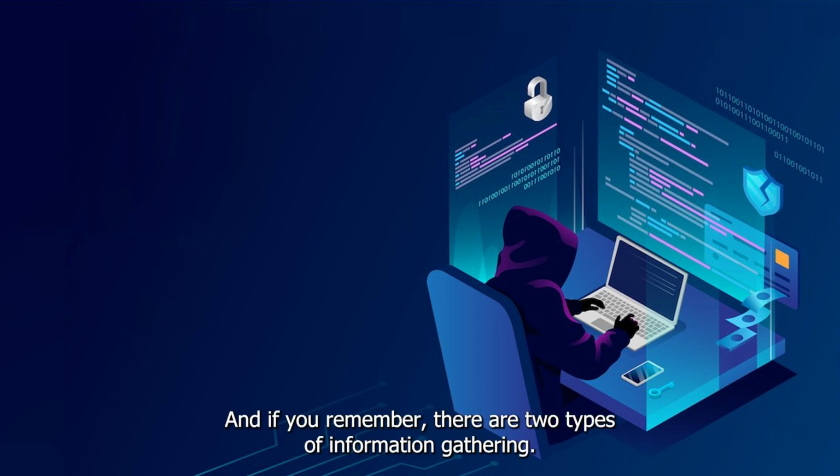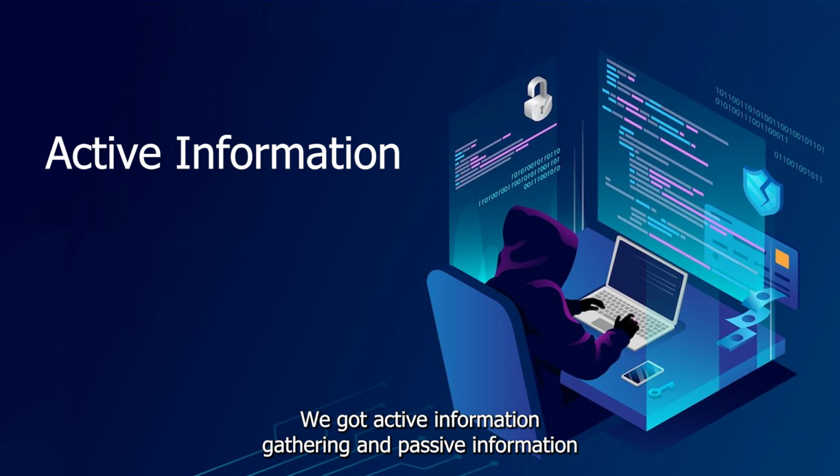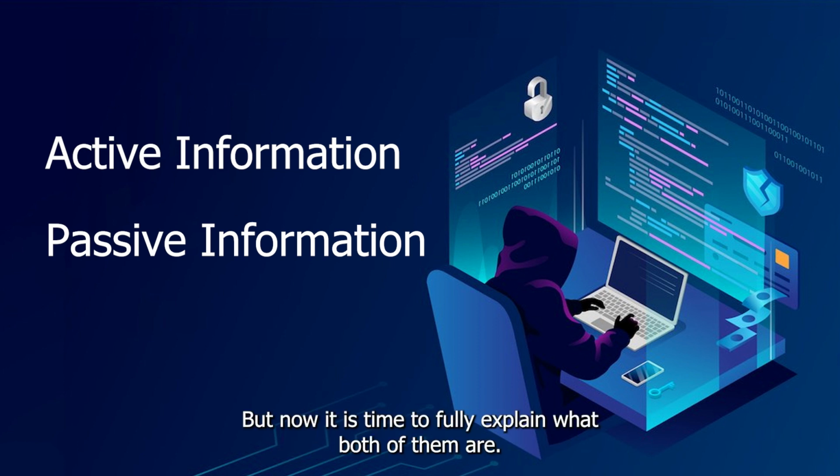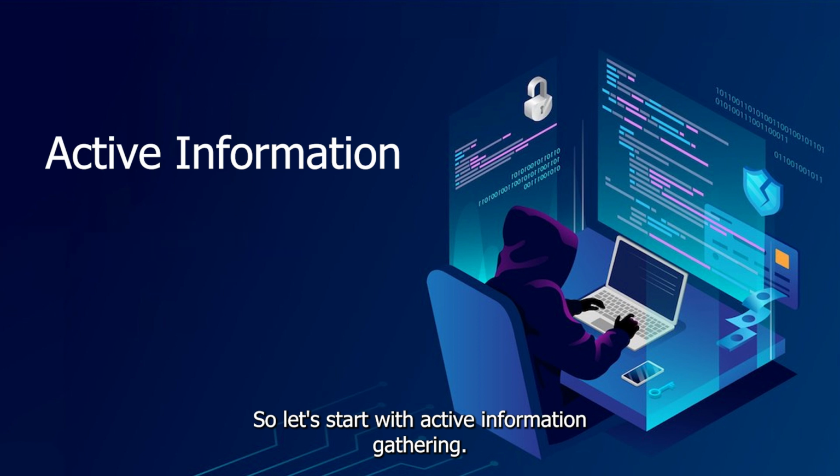And if you remember, there are two types of information gathering. We got active information gathering and passive information gathering. We talked briefly about them, but now it is time to fully explain what both of them are. So let's start with active information gathering.